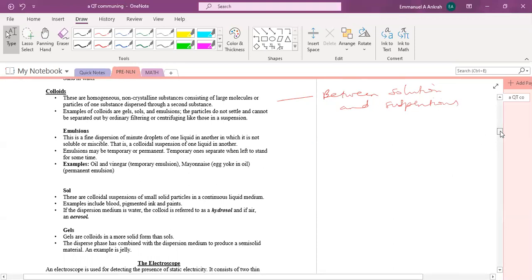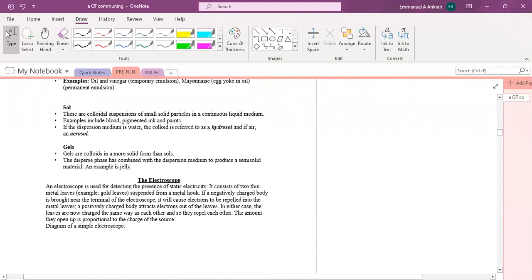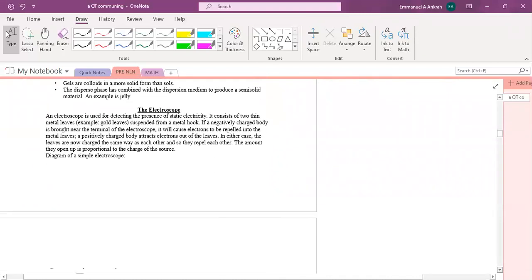Okay. All right, any questions on solutions, mixtures, colloids? Okay. No hands up. All right, let's look at this one. We'll look at this one quickly.